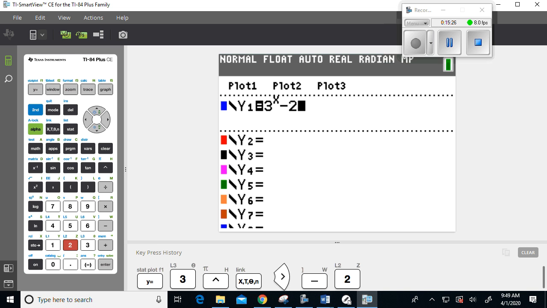For those of you who have an older style calculator, it may look like 3, the up arrow, x, and then minus 2. This means the same thing. So this way is for the older style TI-83 black calculators, and this is the newer model 84s, things of that nature.